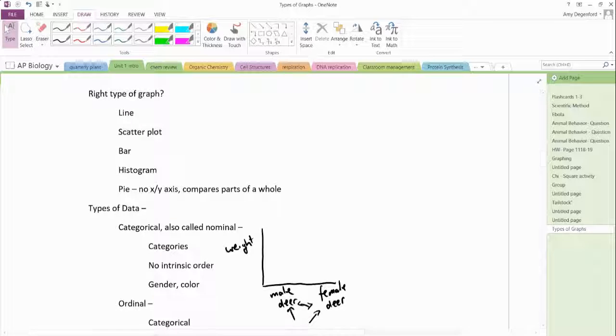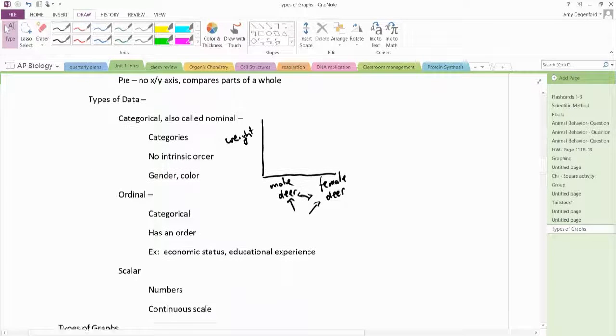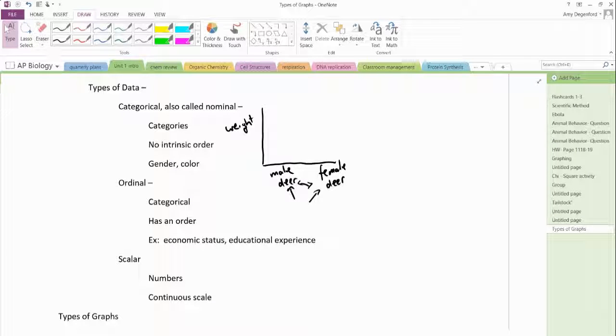So before we get to the right types of graph, let's make sure we're clear about the types of data. Now, data can be called categorical, ordinal, or scalar. Categorical is probably the easiest one based on the name. It's categories. It's also called nominal. Think of names. That's where that comes from. Categorical would be no intrinsic order to the data. In other words, there's no increase or decrease.